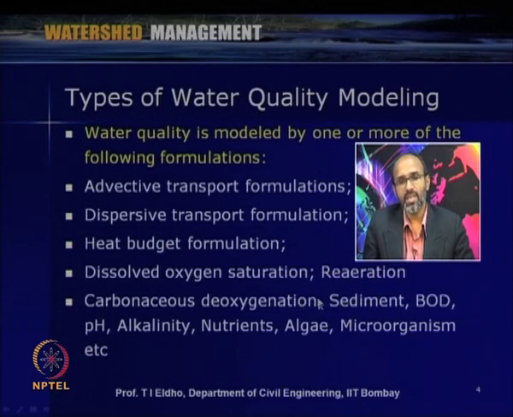And then also we can have different types of water quality models related to carbonaceous deoxygenation or COD, or sediment movements and related modeling, or biochemical oxygen demand modeling, or pH, then alkalinity, then nutrients, then algae and the microorganisms within the surface water or groundwater. So, depending upon what type of parameter we are trying to model, or what kind of contaminants we are trying to study within the watershed or within the particular area, we can have a specific type of water quality model. Like advective transport model, or with respect to the processes, sediment transport modeling, or nutrients modeling.